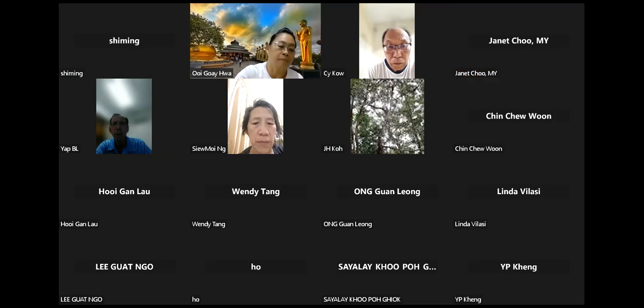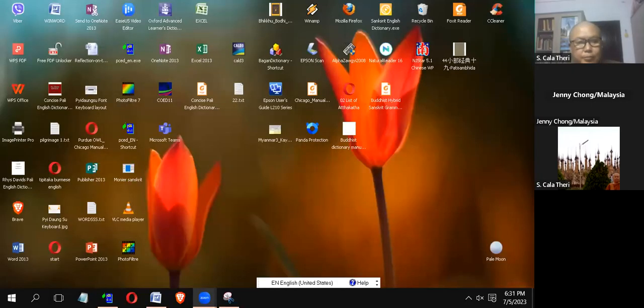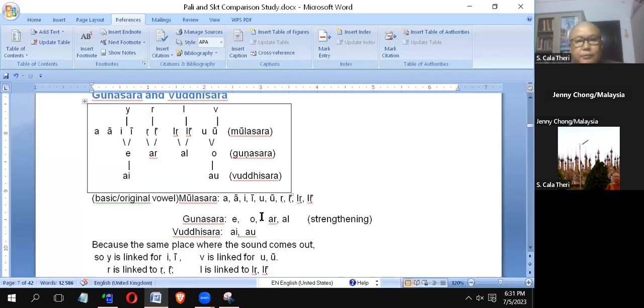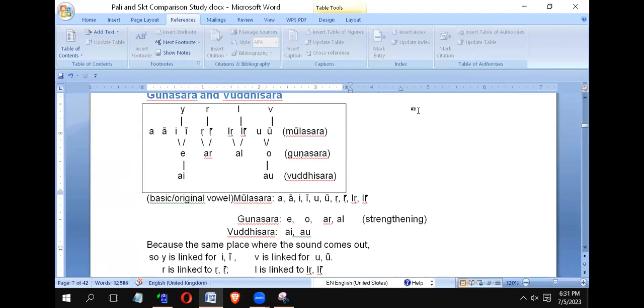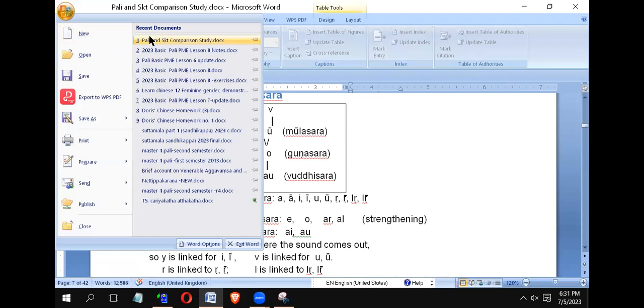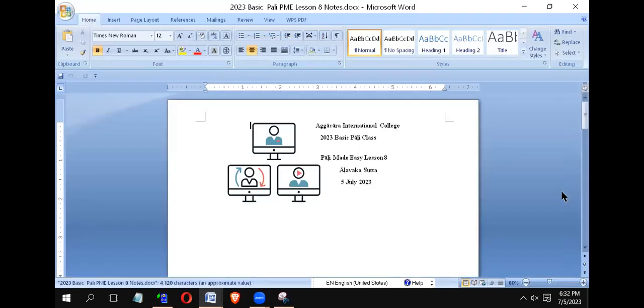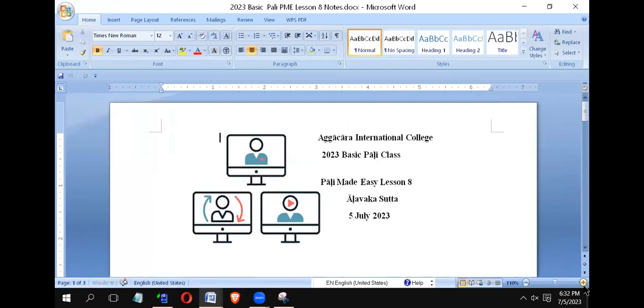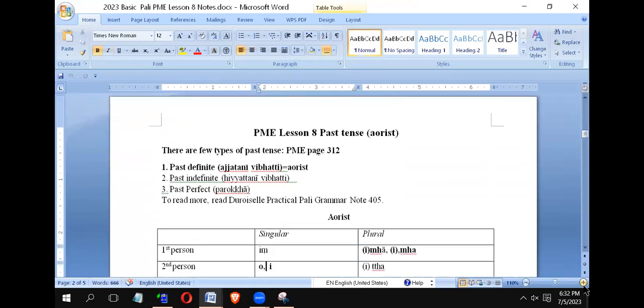Okay. So today we are going to do this past tense, Aorist. Can you see the screen now? Okay, can see. All right. Sorry, not this text, I was looking at this one. All right. So these few days I was busy doing this and that, something to do with the Pāļi also. Okay, now on lesson 8.